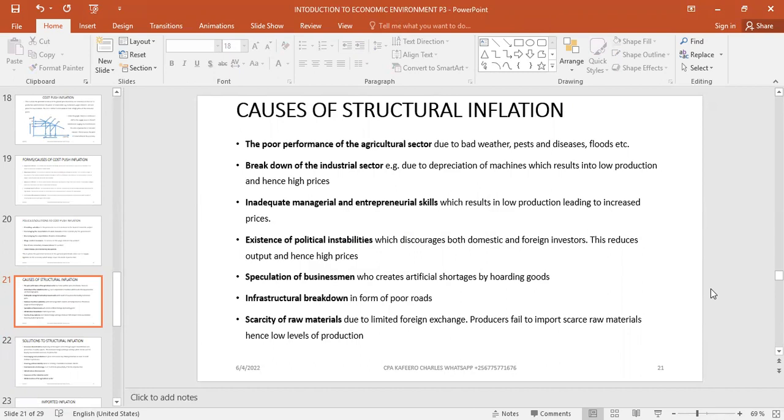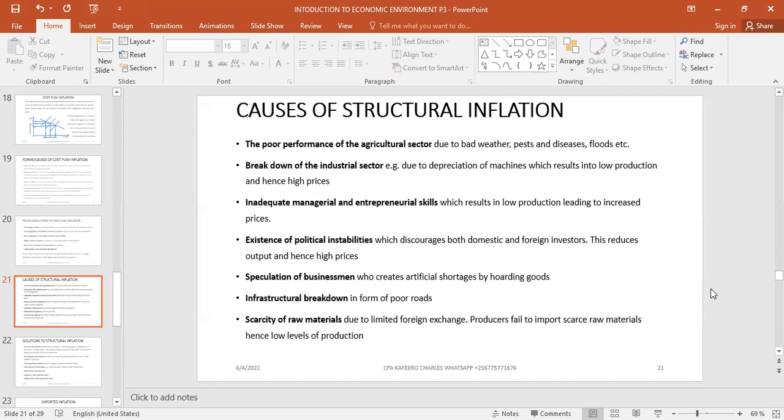If, let's say, there are pests and diseases, yes, we've planted well and did everything, but because we can't control these diseases, they naturally destroy our production. Or there are floods, and the total production is limited because of some floods which may happen. The other one, we can talk about is the breakdown of the industrial sector.